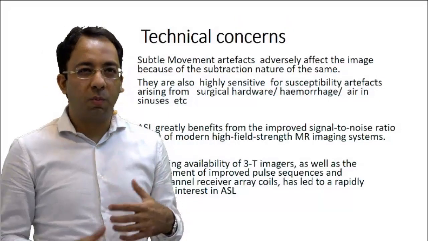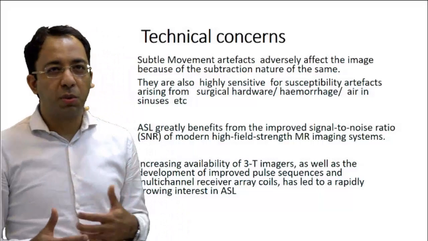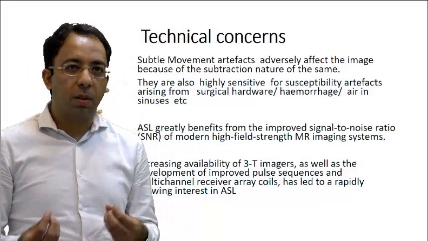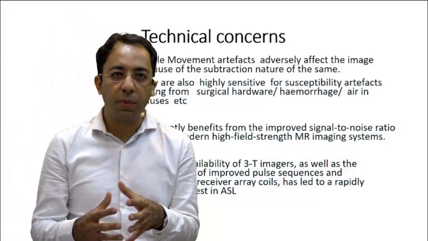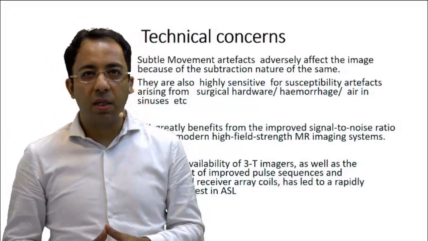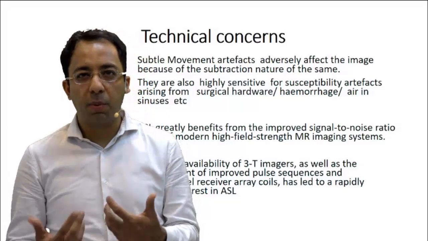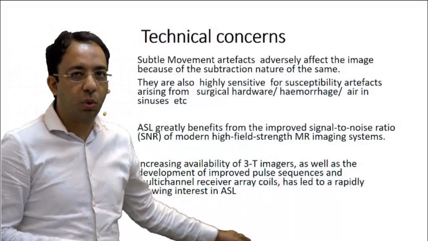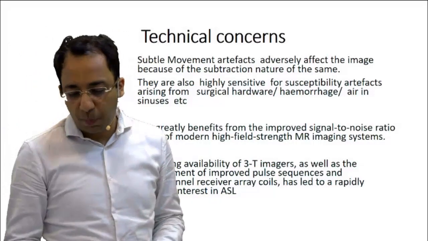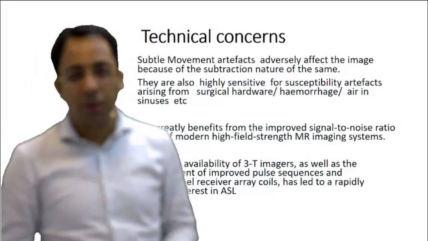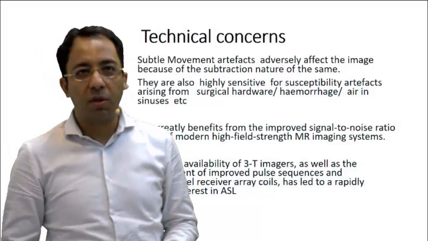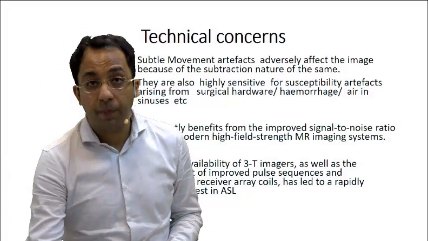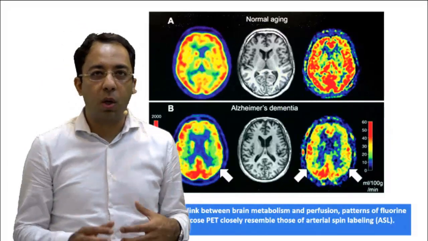It has its own technical concerns because it is based on subtraction. So if there are movement artifacts, it will be a problem, because we are subtracting a control image from a tag image, and it is also sensitive to susceptibility artifacts. It has mainly benefited from the advent of the new 3 Tesla MRI, improved pulse sequences and the receiver coils that we have today. So that has all improved our abilities. Now let me show you how it works.